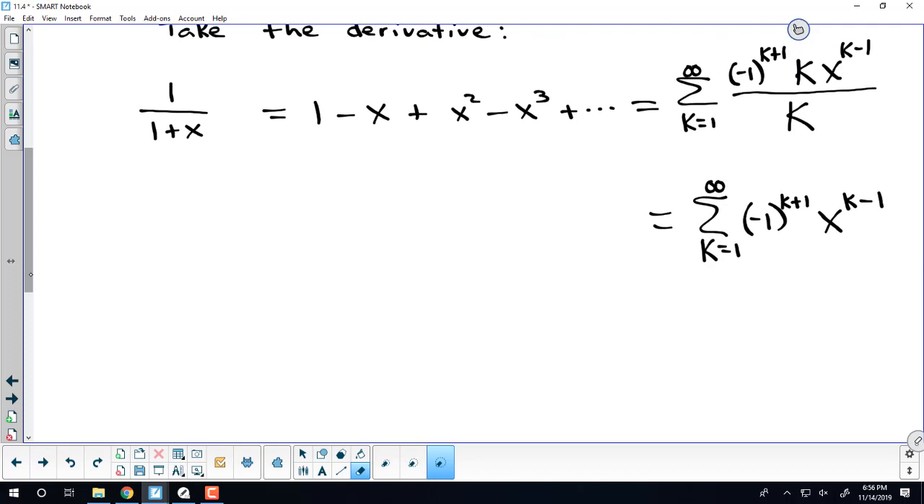All right, remember the natural log of 1 plus x was valid for, I'll just go ahead and write it here. That series was valid for the x values that are in between 1 and -1, including 1.